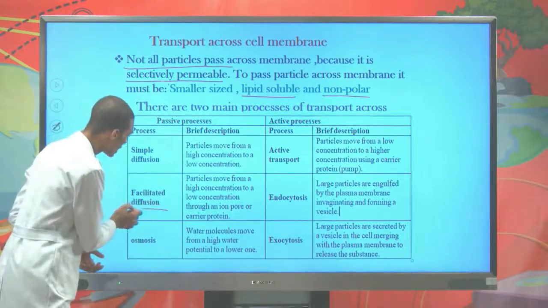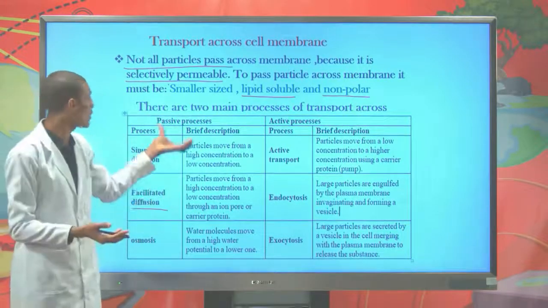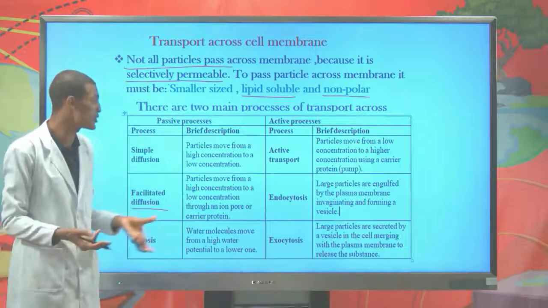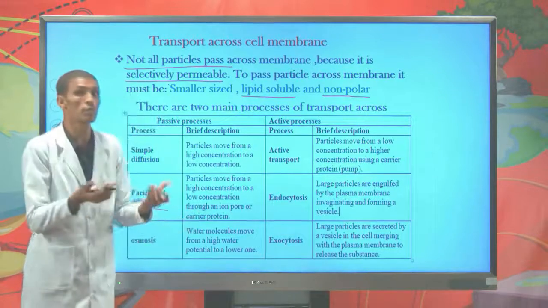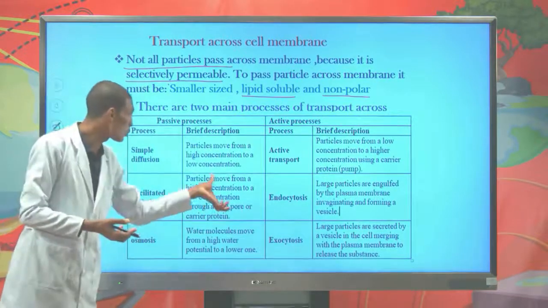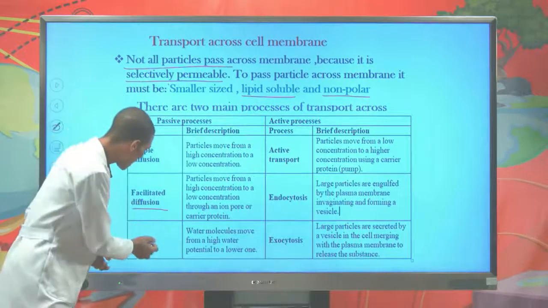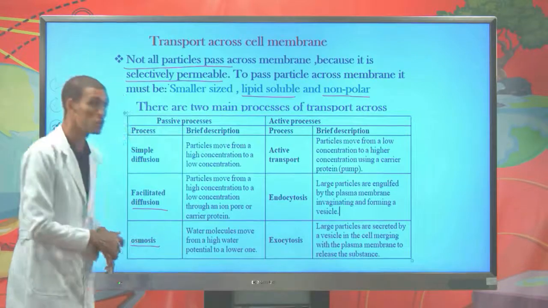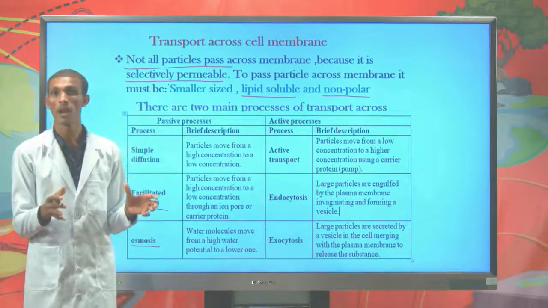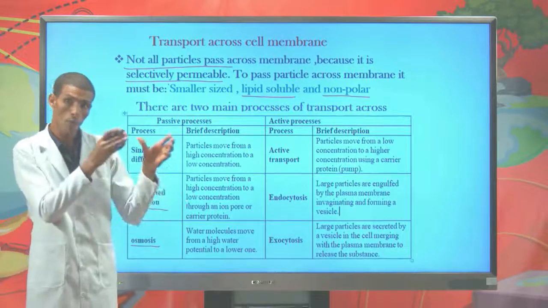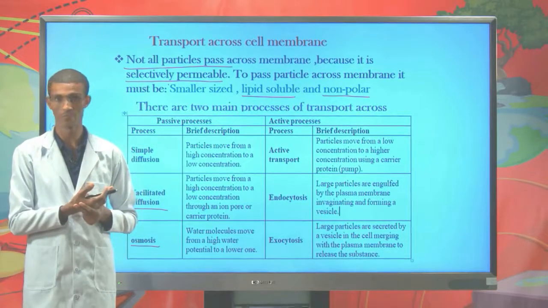Another is facilitated diffusion. There is a factor that facilitates this type of diffusion to take place, meaning a carrier protein can be present. A channel protein may support or facilitate the process. The other part of passive transport is osmosis, which is essential for transportation of water across the plasma membrane from where it is found in high water potential to its low water potential.